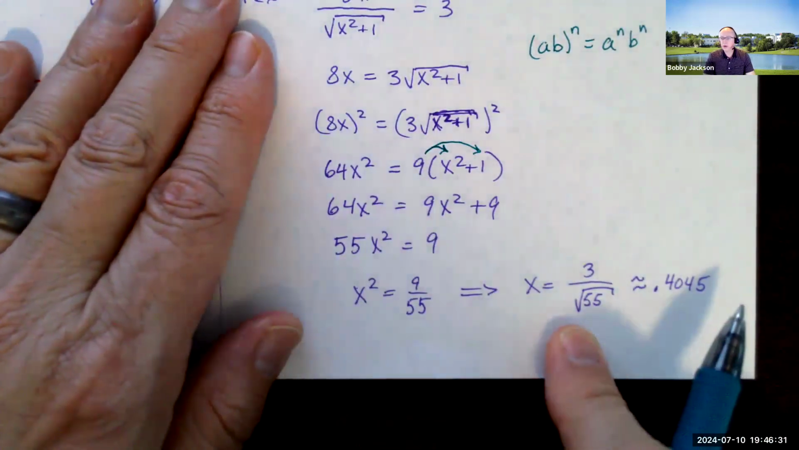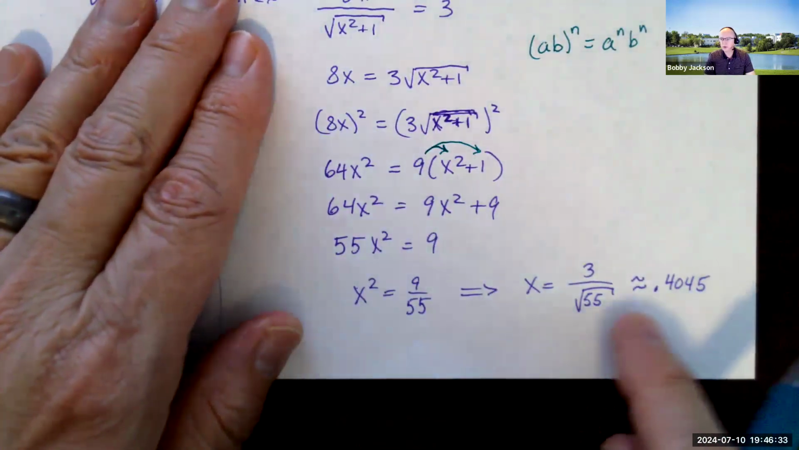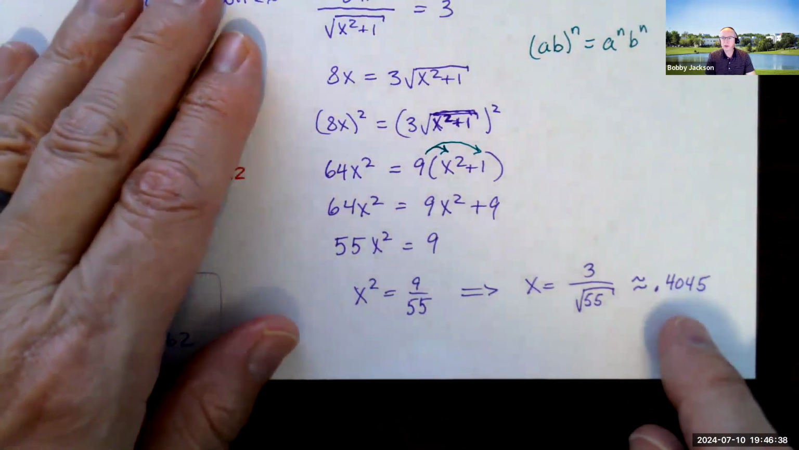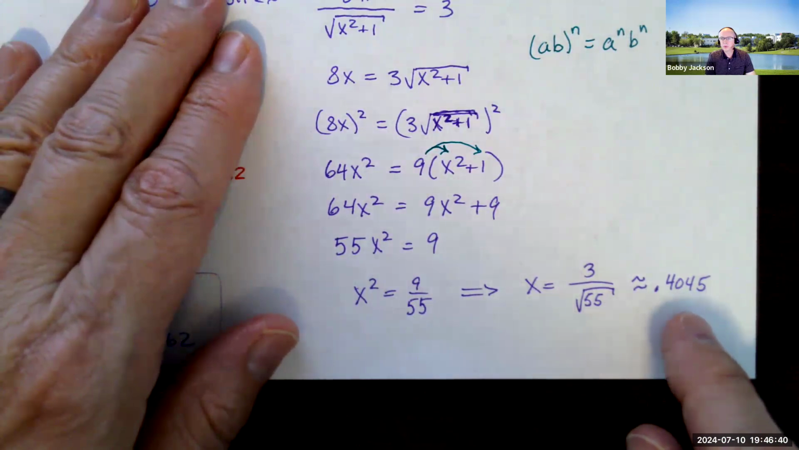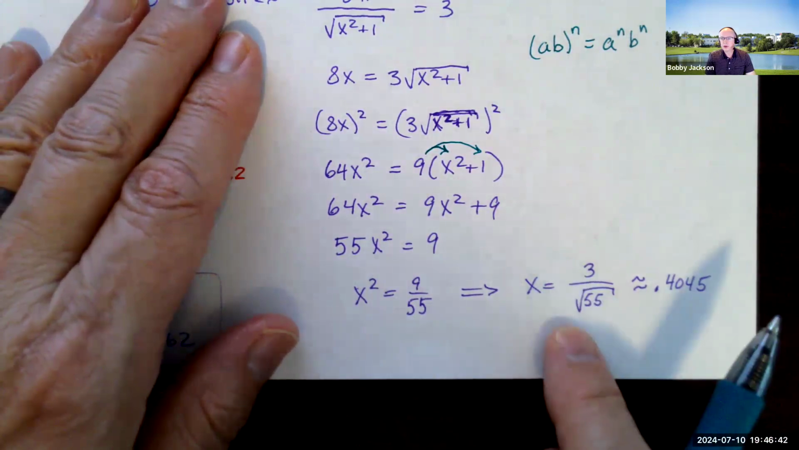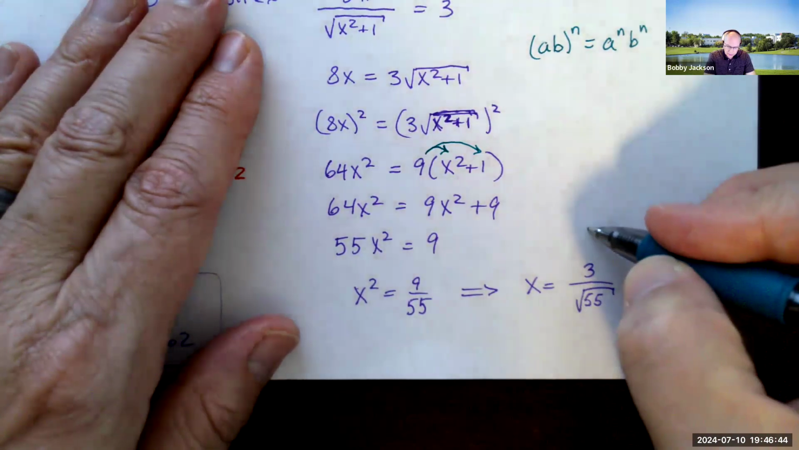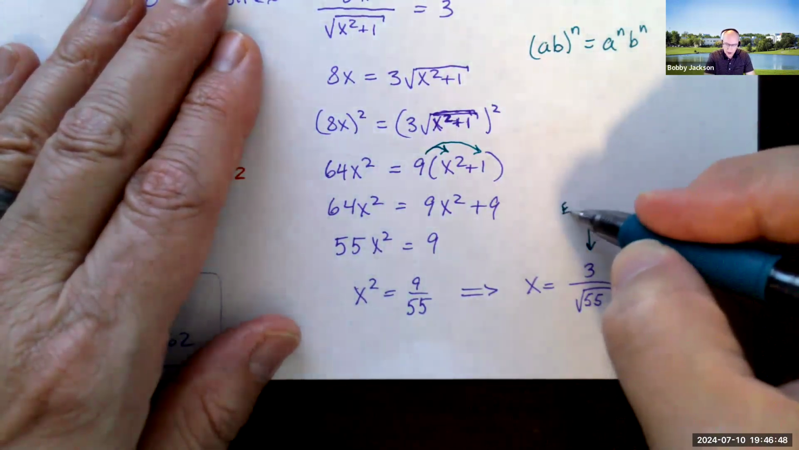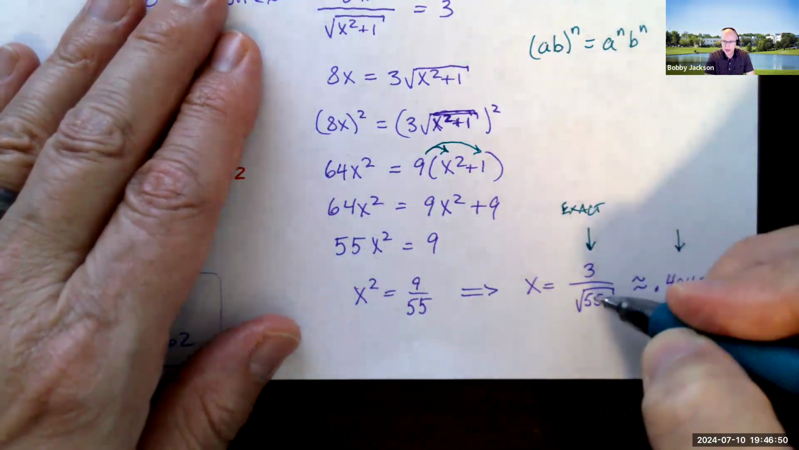And this number here, by the way, is in that range, right? 3 divided by square root of 55 is about 0.4045. So it's between 0 and 6. Okay, so there's our critical point. This is what I mean by exact, and this is an approximation over here. And I'm typically going to ask on the test to give the exact value.